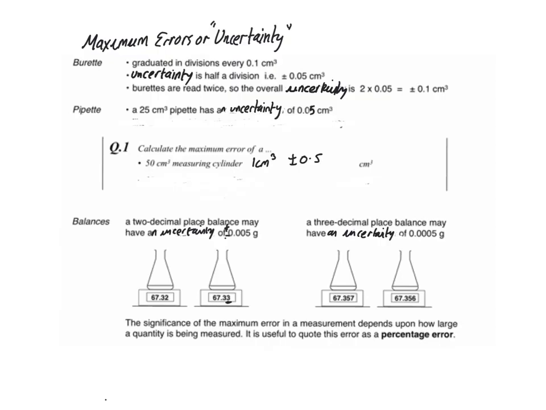Had the technician used a three-place decimal balance, the uncertainty would be the fourth decimal place, which is plus or minus 0.0005 grams. Now, instead of calling these uncertainties, we're going to convert these errors to percentages.